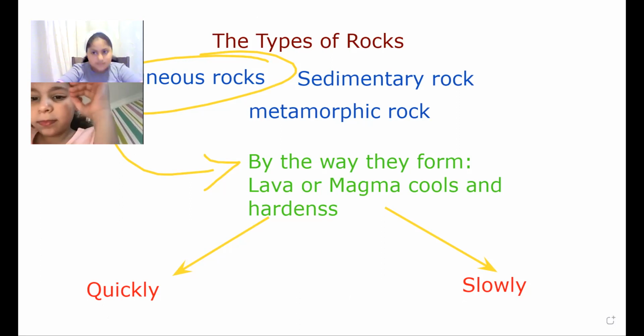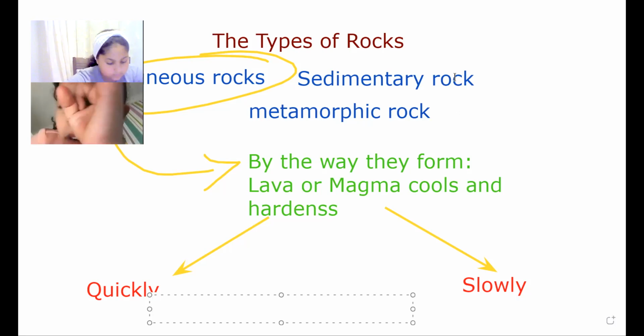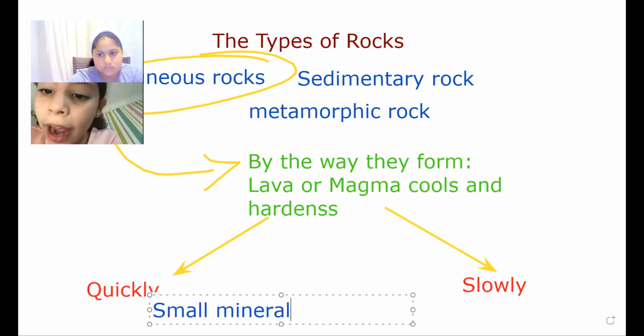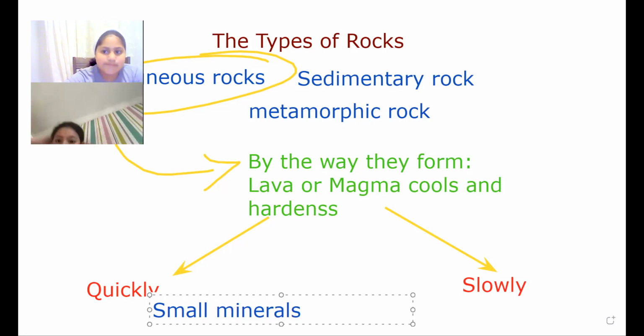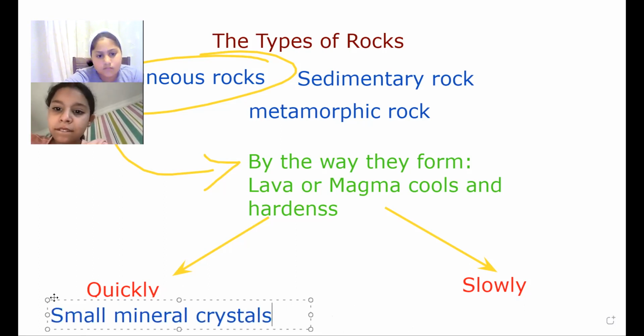Excellent, very good. So quickly, what should I write again? It will form small minerals that you can't see with your bare eyes. You need a microscope or hand lens. Excellent. Small mineral crystals. And we need a microscope to see that.